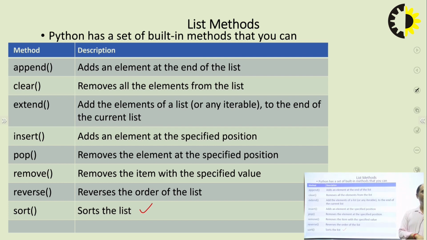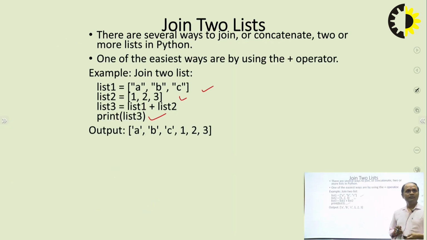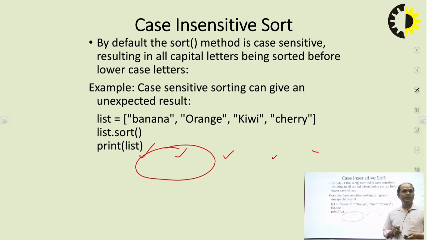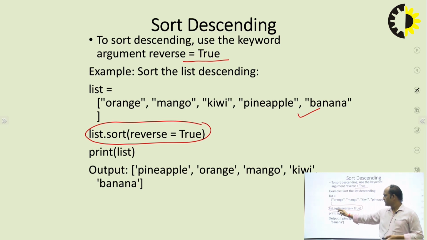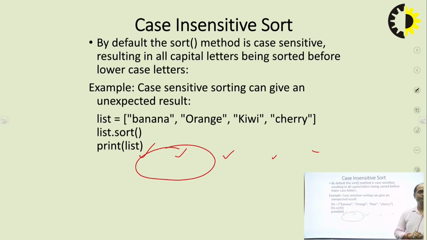The sort method can be used for ascending, descending or alphabetical order, like we have used previously in sorting. Suppose we have a sort method. To sort descending, use the keyword reverse. List dot sort reverse is equal to true. This particular line gives the output in descending order of a list.